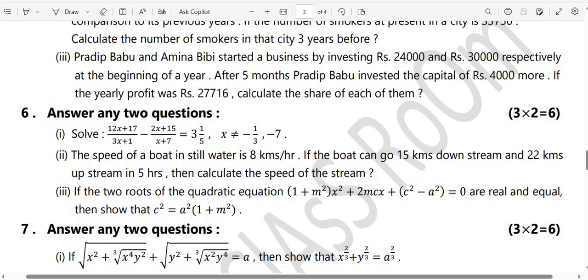Question number 3. If the two roots of the quadratic equation (1 plus m square) x square plus 2mcx plus c square minus a square is equal to 0 are real and equal, then show that c square is equal to a square into (1 plus m square).